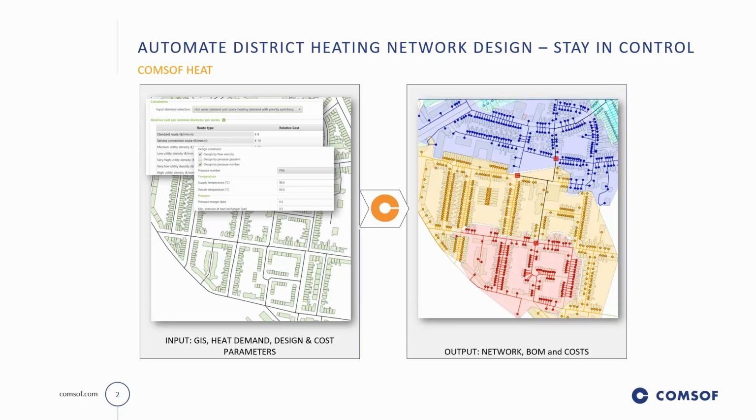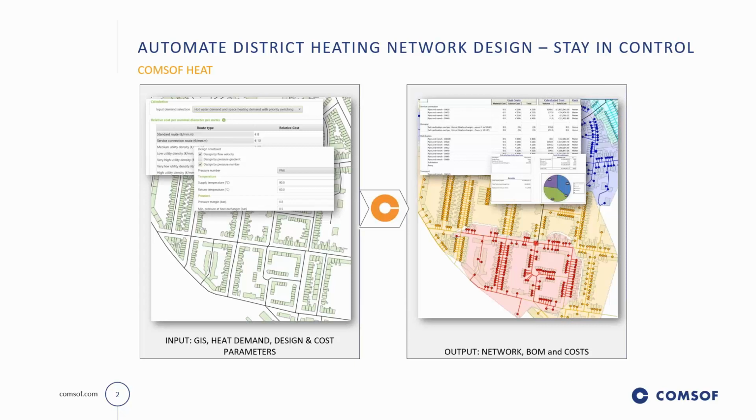So the clustering, the routing, the pipe sizing is fully automated. Of course, you stay in control, you still have possibilities to fine-tune, to change parameters, to change sizes of clusters, to group in a different fashion, and also the clusters can be manually redrawn if you want to select more or less buildings in a cluster or group them in a different manner.